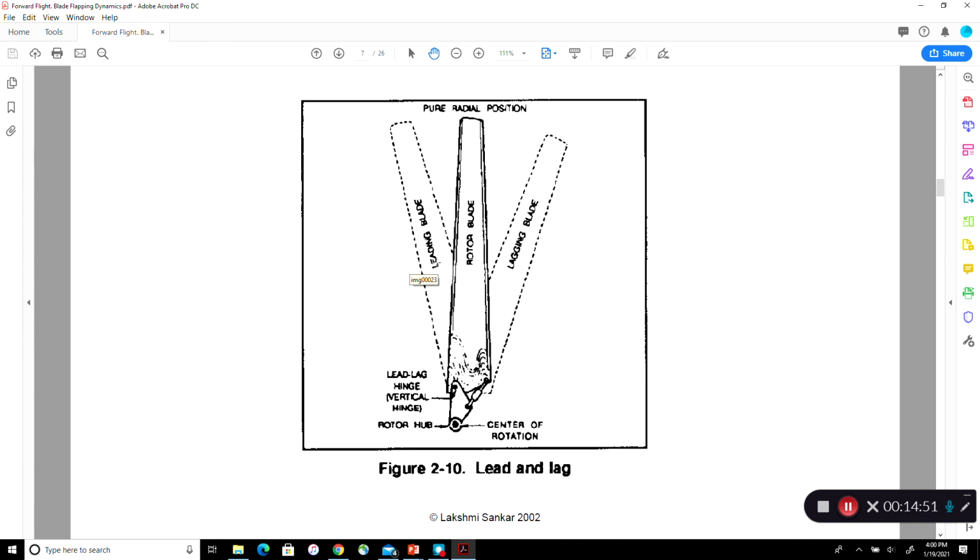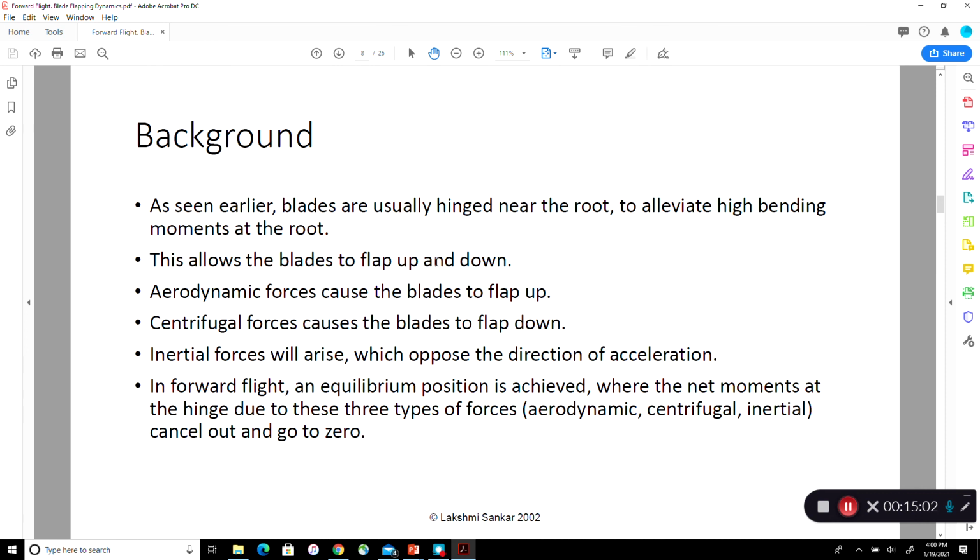Remember, the damper is filled with liquid, maybe with a spring like in your car's shock absorber. Then those need to be maintained, they need to be replaced. It's a lot of work. So now we have seen that the blade is usually hinged near the root. It allows it to be flapping up, and also lead lag motion can occur. So aerodynamic forces will cause the blade to move. Centrifugal forces will also cause the blades to move.